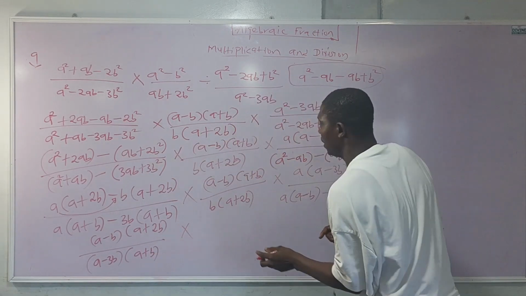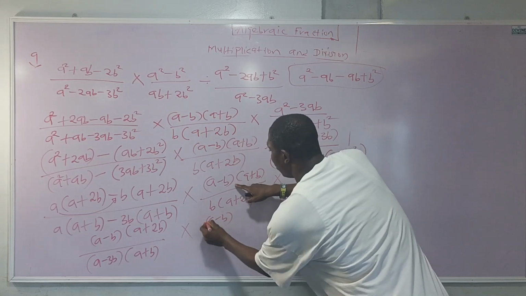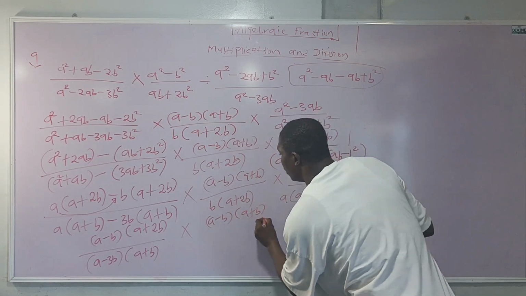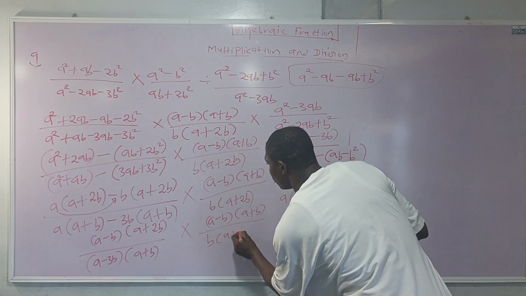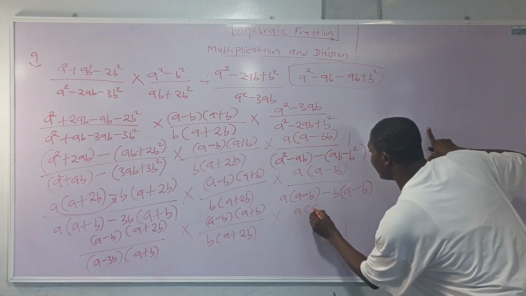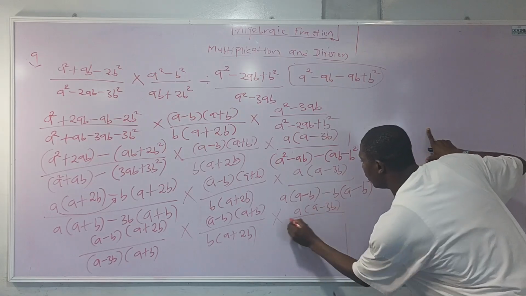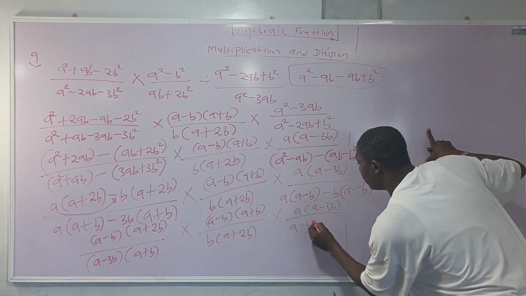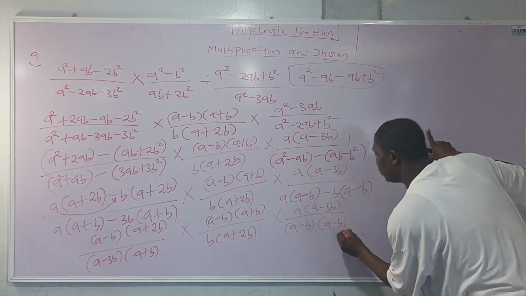Times, I have my a minus b all over a plus what? b. All over b bracket a plus what? 2b. Times, I have my a bracket a minus 3b all over a minus b and a minus b.